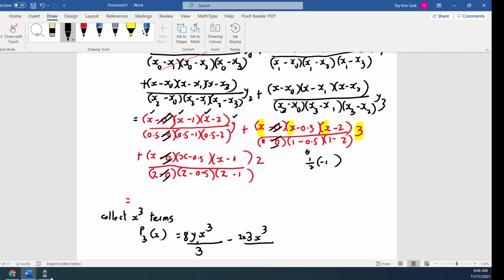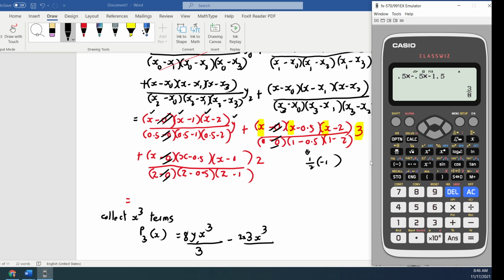Then this result here, because this is 1, 1 minus 0.5 is half, 1 minus 2 is negative 1. So the denominator is divide by negative 0.5, which is equal to multiply by negative 2. This is the second term.